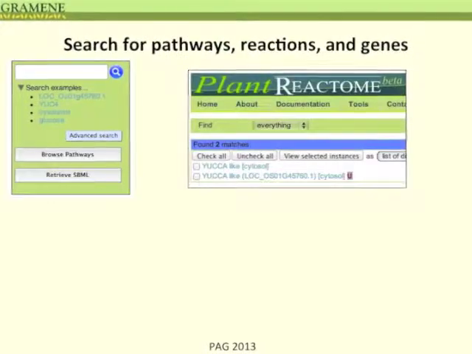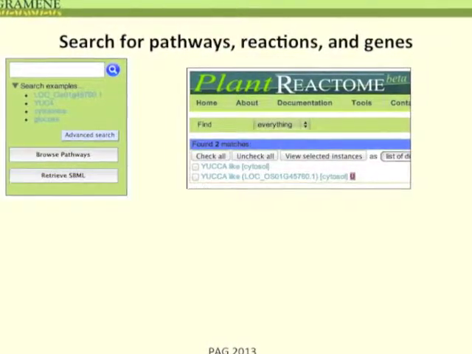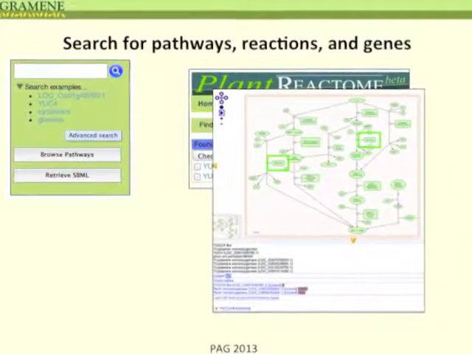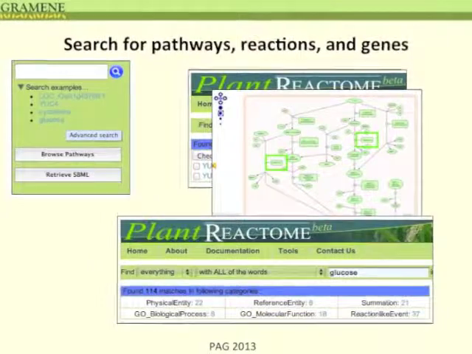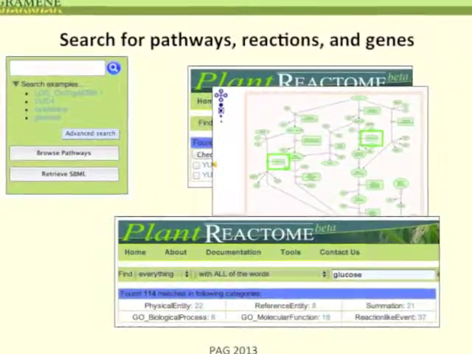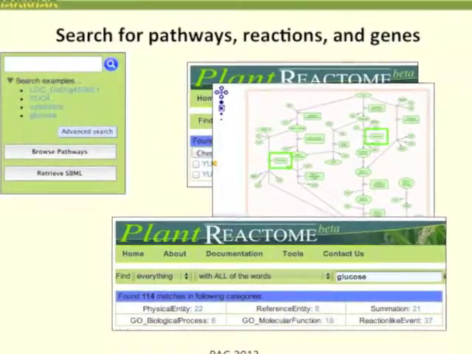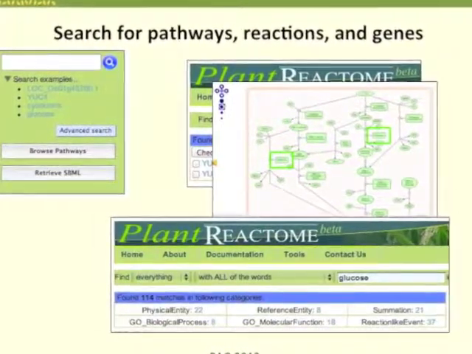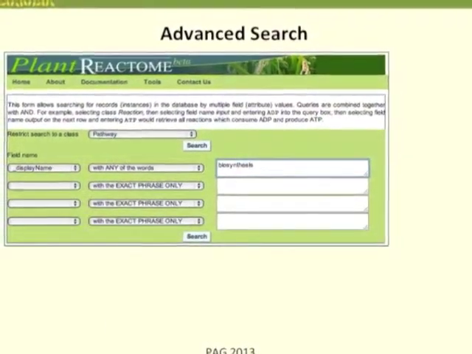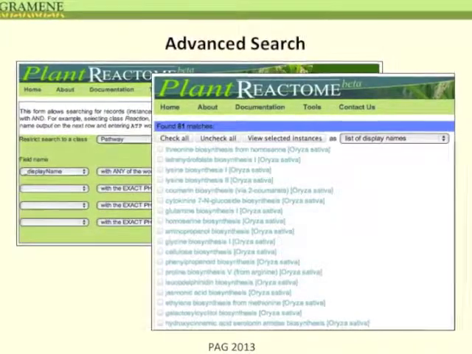The pathway search box allows you to search for particular pathways, reactions, and genes by name, and will take you to detailed search result listings that would allow you to further click through to the actual pathway diagram on which that gene, reaction, or the entire pathway itself is found. You can also get generalized statistics on the basis of more general searches such as glucose that will show you all of the various matches across the entire plant Reactome database.